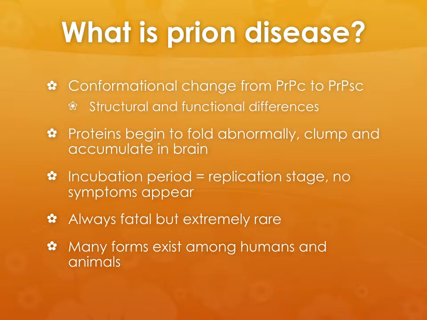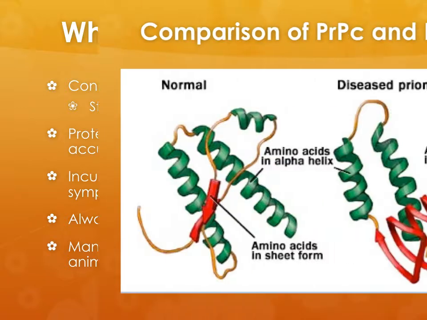Many forms of prion disease exist among both humans and animals alike, and while extremely rare, there are around 1 million cases annually worldwide and around 300 per year in the US. Prion diseases are always fatal and display rapid deterioration, sometimes within less than a year.